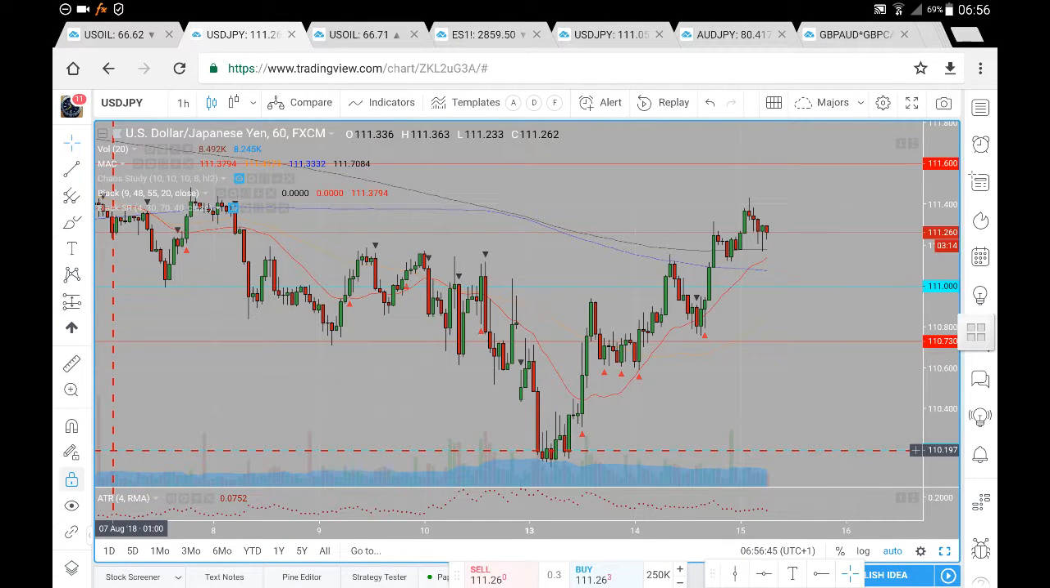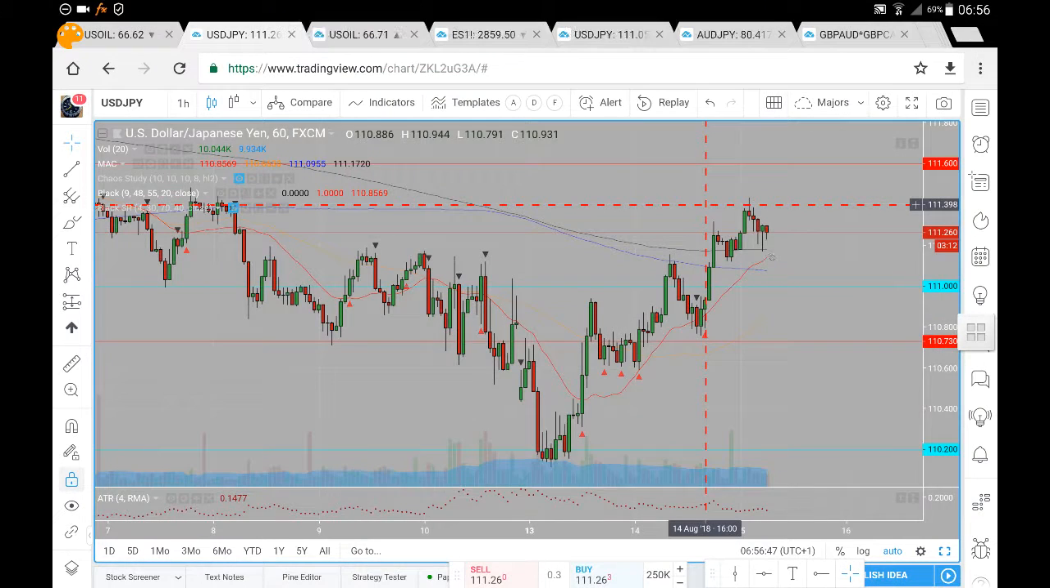So this US dollar Japanese yen analysis for Wednesday, the 15th of August. Now let's just have a look at prices and where prices may likely go.